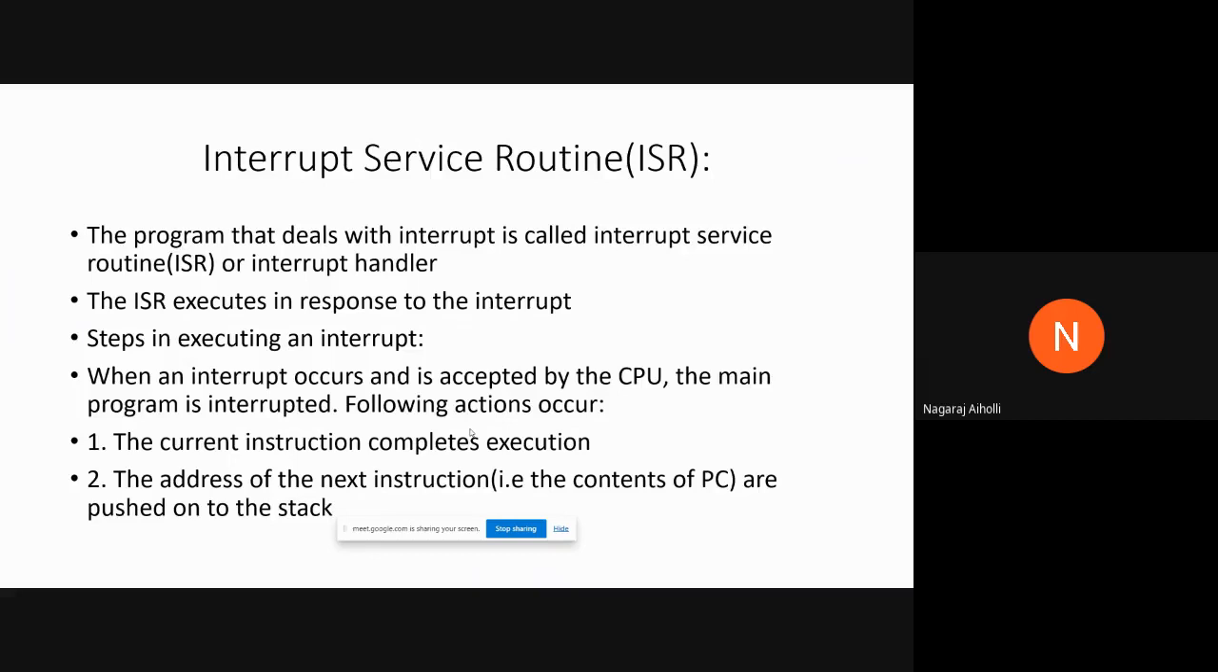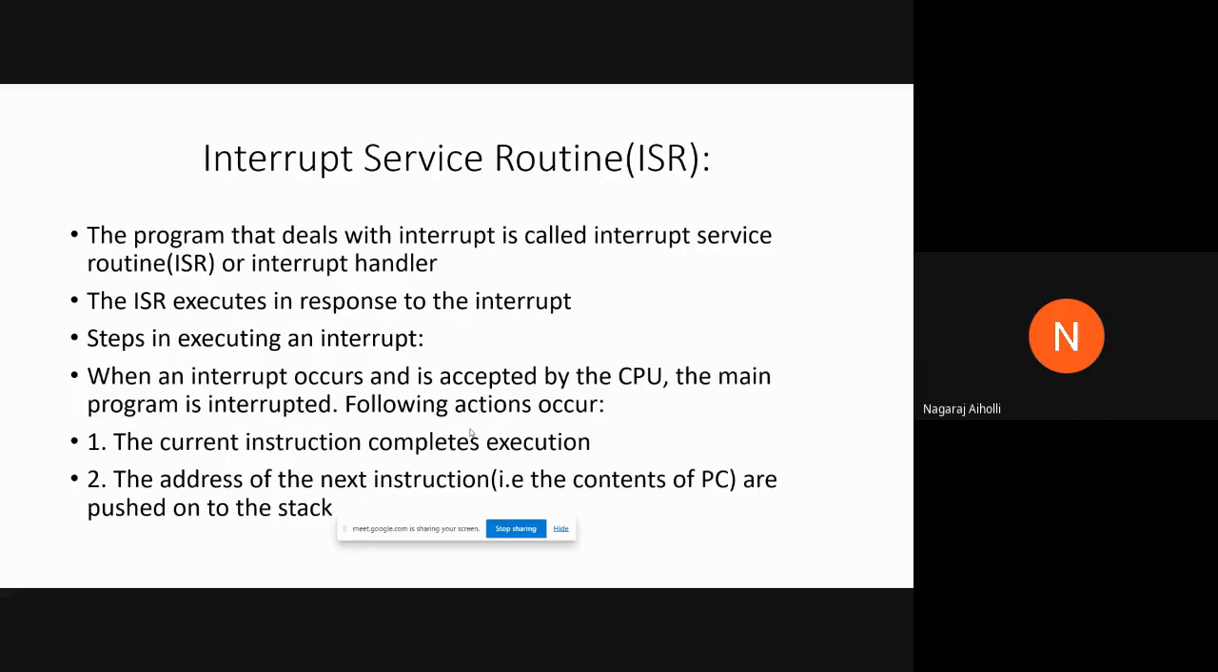Then the memory location of the next instruction in the main program will be stored into the stack memory. Suppose an ISR for an interrupt is executing, and there is another interrupt requesting service, interrupting the present interrupt. If the new interrupt has higher priority than the present interrupt, then the status of the present interrupt will be saved.